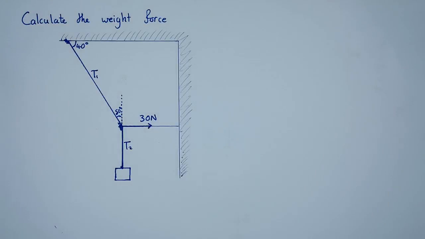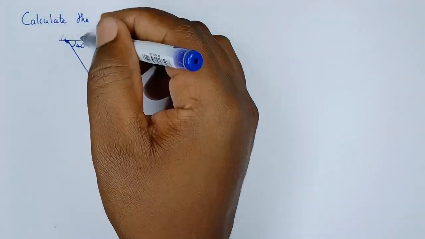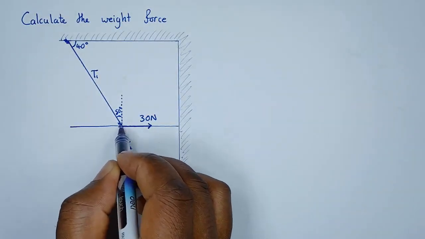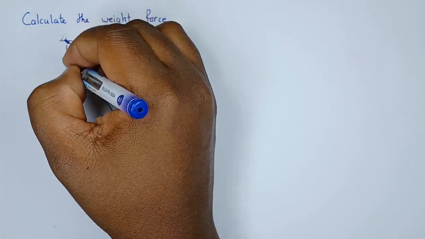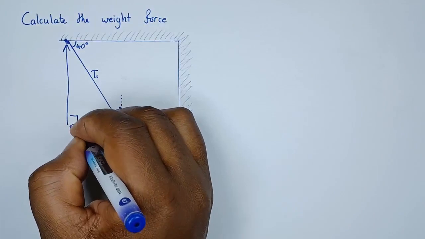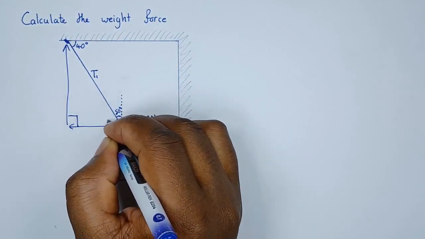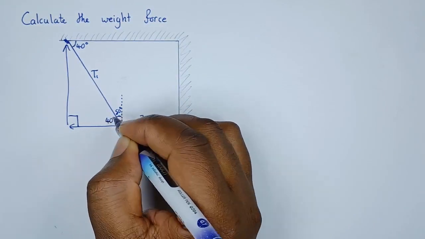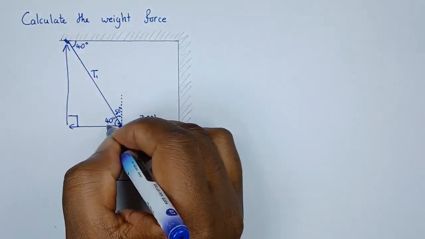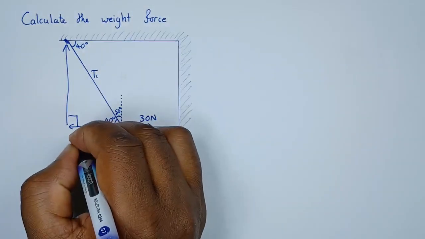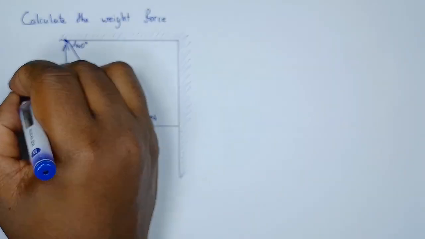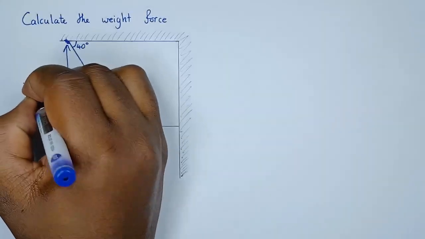So what we need to do here is break down tension 1 into components. We need an x component in this direction, then we need a y component like that. So what we've formed here is a right angle triangle. This angle here is 40. So how do we know it's 40? You can say 90 degrees minus 50, or we can use the rule of Z, then we know that it's 40. So this is T1 in the x. This is T1 in the y.